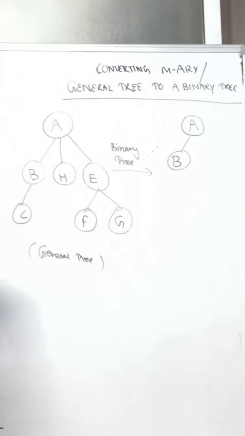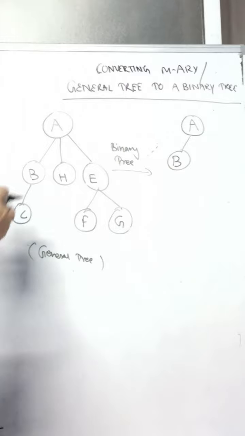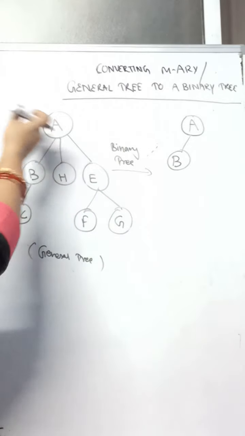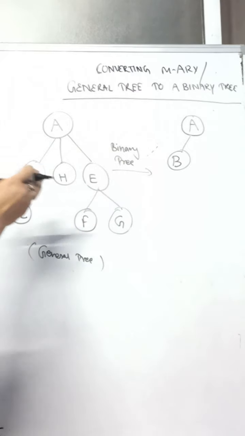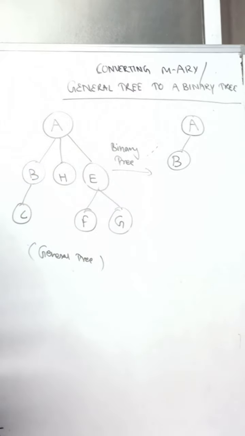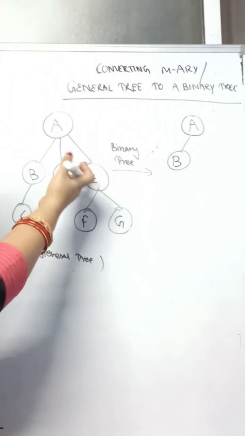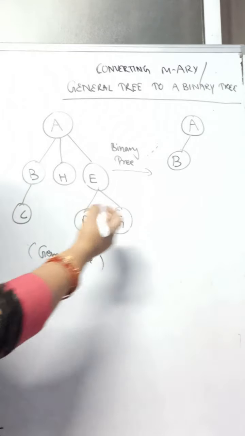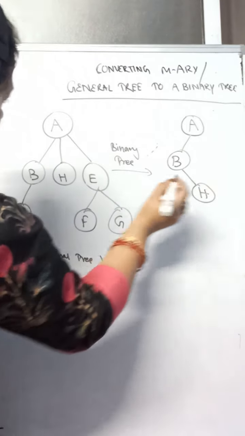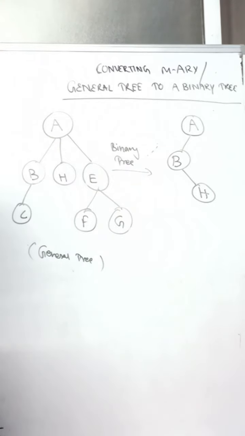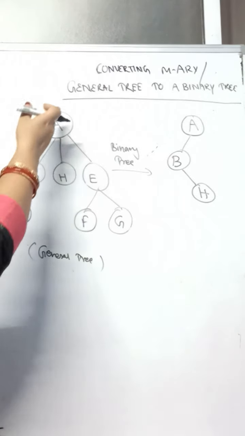Then I have to just erase the link of H with A and E with A, and H becomes the right child of B, and E becomes the right child of H. Now I have to just erase the link between the parent and your right child. So now I have to keep the leftmost.